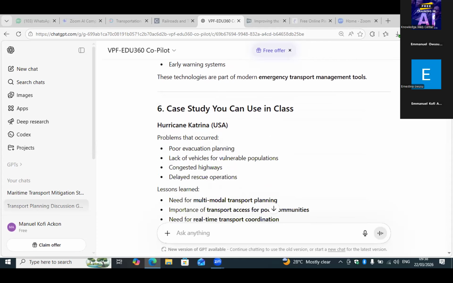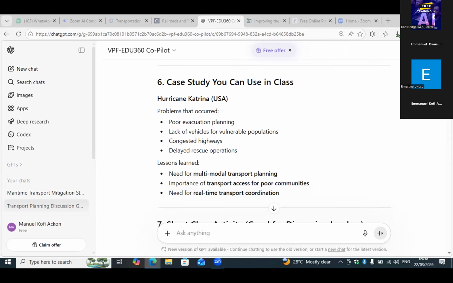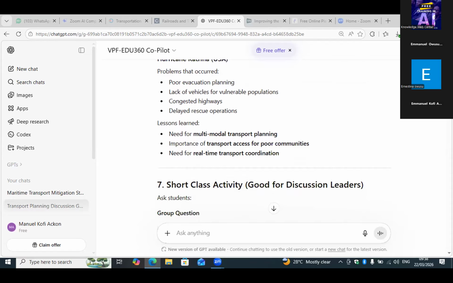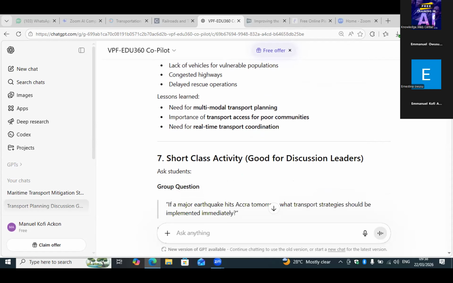Now, 6, this is a clear case study which I can use for my class since I am having the discussion. So I used Hurricane Katrina, which occurred in the USA. During the hearing, these are the problems that occurred: 1, poor evacuation planning, lack of vehicles for vulnerable populations, congested highways, delayed rescue operations. What are some of the lessons that were learned during this case study? 1, need for multimodal transport planning. Importance of transport access for poor communities. Need for real-time transport coordination.